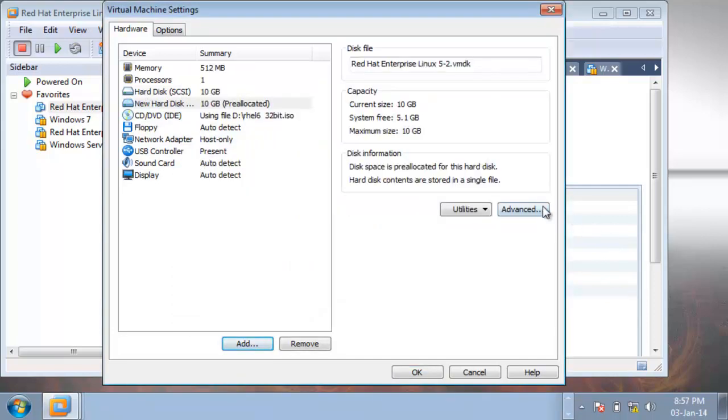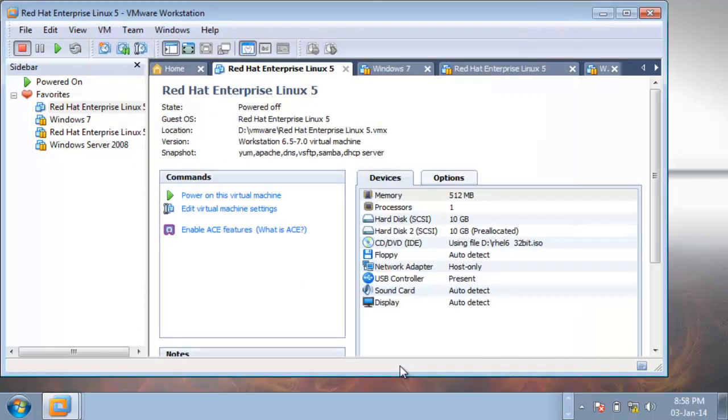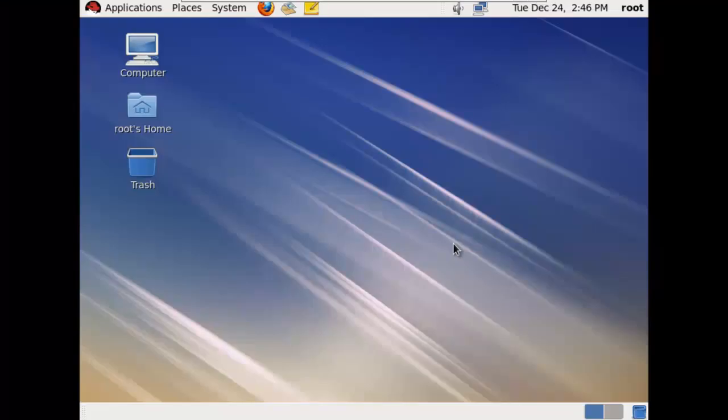So, guys, as you can see, we have created a second hard disk of 10 GB, and this is our previous hard disk. Now you will click OK, and then I am starting my Linux operating system. Our Red Hat Linux operating system has started, and we have logged in through our root user. Now, guys, we have added the second hard disk to our Linux server.